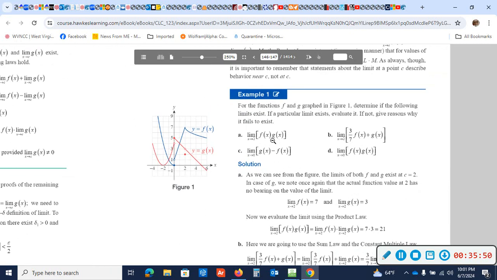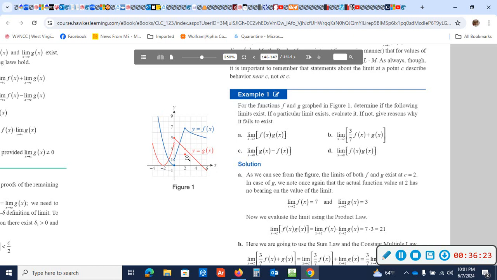The limit of this product, if I can see what the limit is when x approaches 2 of f of x, and the limit as x approaches 2 of g of x, then the limit of this product is just going to be the product of those two limits. When x approaches 2, the f function is the blue function. Looks like the function value is getting close to 7. The g function's getting close to 3. The g function at 2 is down here at 2, but I don't care.